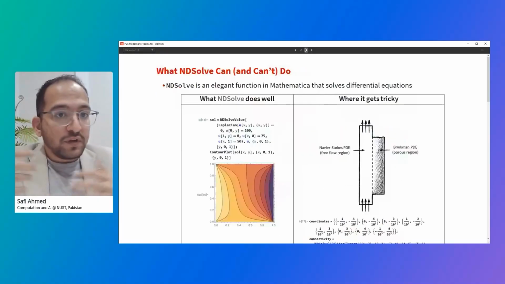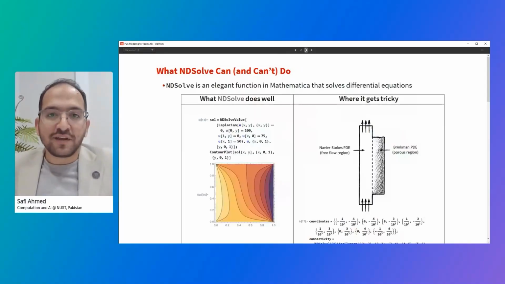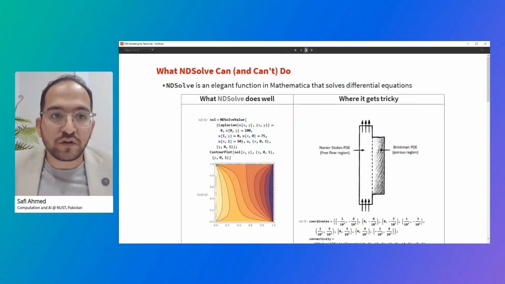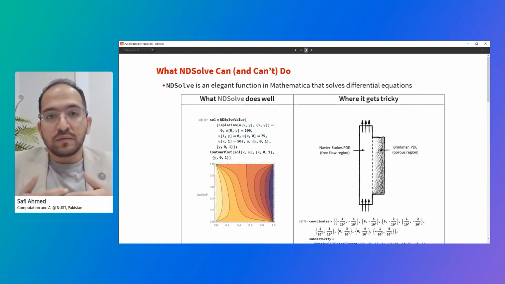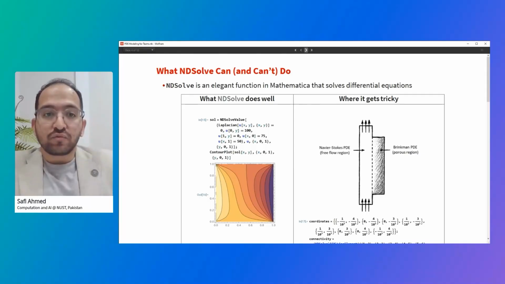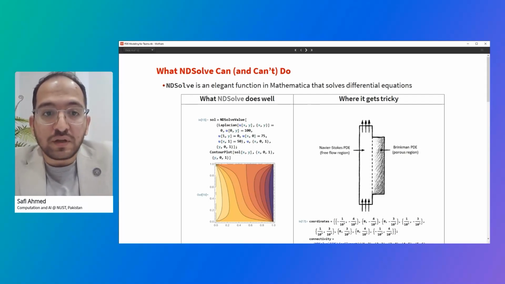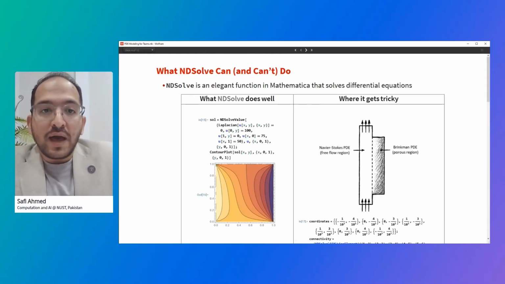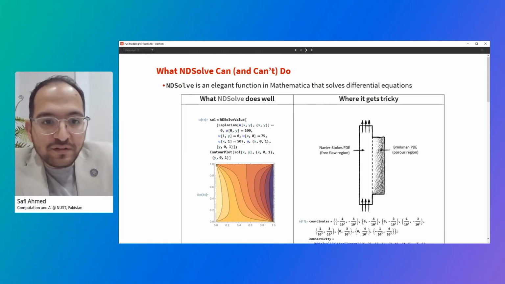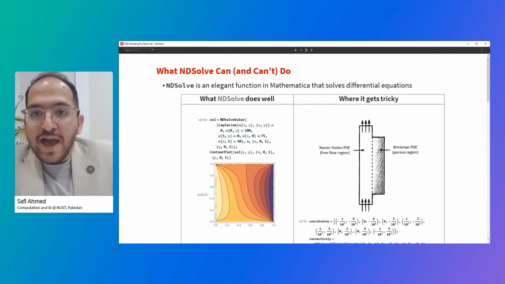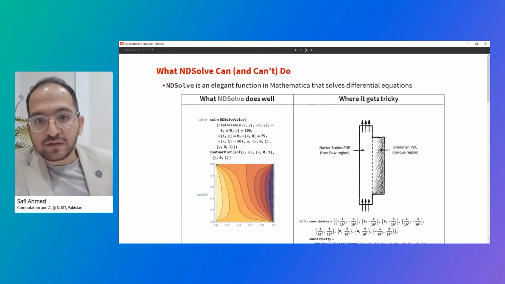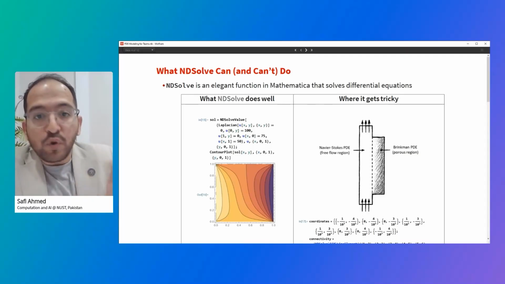When we are working with partial differential equations in Mathematica, we have this very elegant function called NDSolve. Basically, this is a function that solves differential equations. What it does really well is, let's say on the left-hand side, I have taken the Laplacian of this region using the NDSolve function, or the sister function NDSolveValue. It's a very nice small snippet of code that does the job for me. The part where it gets tricky is if there is more than one PDE.